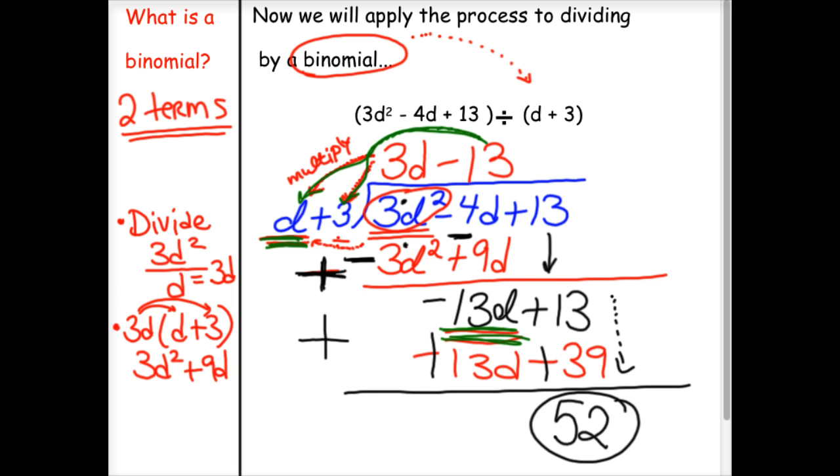My remainder is 52, but I don't want to write big R 52 because that's not generally how we write things. We write it as a fraction, and we write it as 52 over d plus 3, what's outside of the division symbol. And on your key for your homework, they'll put a little plus in here, but you really don't need that there. All right, so that process should be very rocky right now.